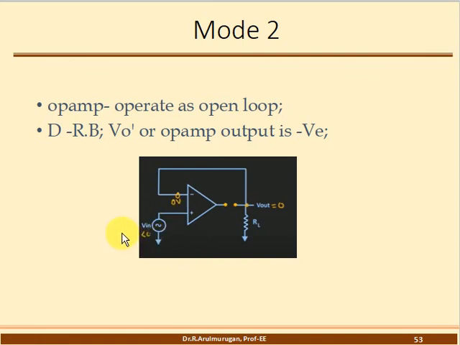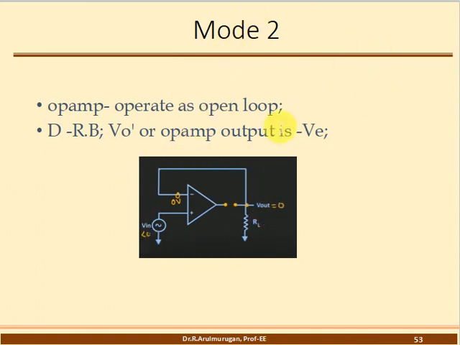Previously it was greater than 0; now the input is less than 0, below 0. So the input is below 0, and the output is also 0. Here also 0 voltage. In comparison, a V0 dash is produced. That is the mode 2 condition.